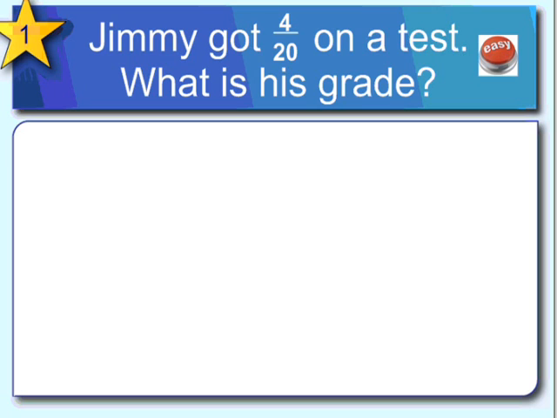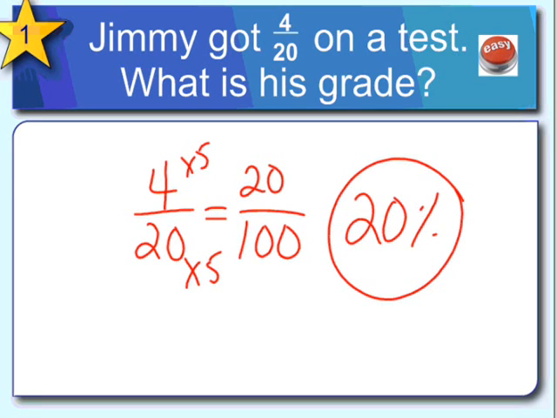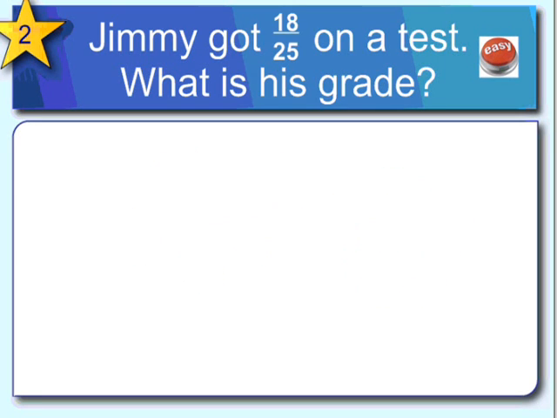Okay, let's just do a few application questions. So Jimmy got 4 out of 20 on his test, and he wants to know what his grade is. Well, what's his percentage? What did he get out of 100%? This is an easy button. Well, unfortunately for Jimmy, he only got a 20% on that test. So maybe he'd have better luck on his next one.